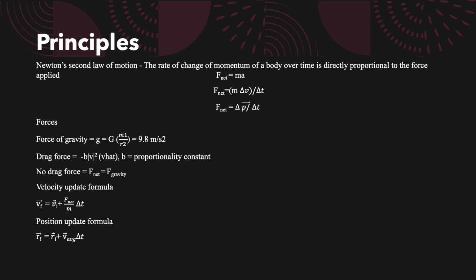The drag force is equal to negative b times the magnitude of the velocity squared times v hat, where b is the proportionality constant. If there's no drag force acting, then the net force is equal to the force of gravity. The velocity update formula is final velocity equals initial velocity plus net force divided by mass times delta t. The position update formula is final position equals initial position plus average velocity times delta t.